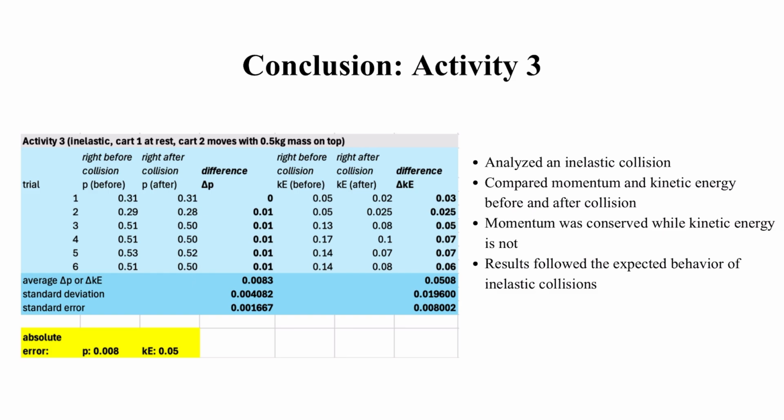Our results also show strong consistency across trials. For momentum, the standard deviation was 0.0041, and the standard error was 0.0017, both of which are very low. For kinetic energy, the standard deviation was 0.0196, and the standard error was 0.0080. These low values indicate that our measurements were consistent and closely grouped. Overall, the low absolute error for momentum and the low standard deviation and standard error support the accuracy and reliability of our results for activity 3.